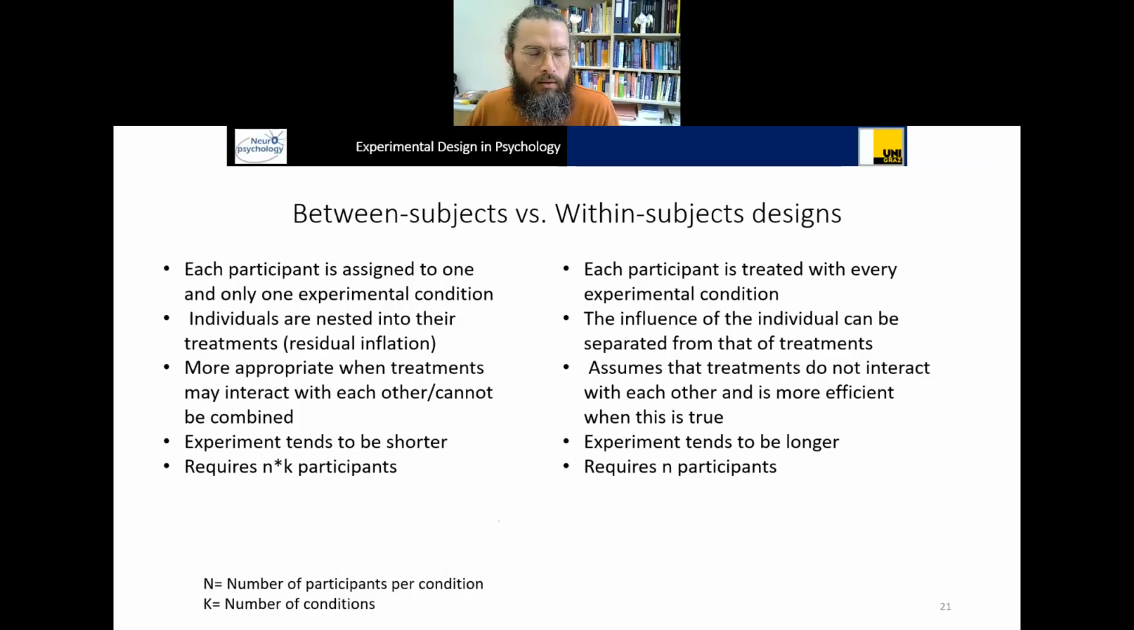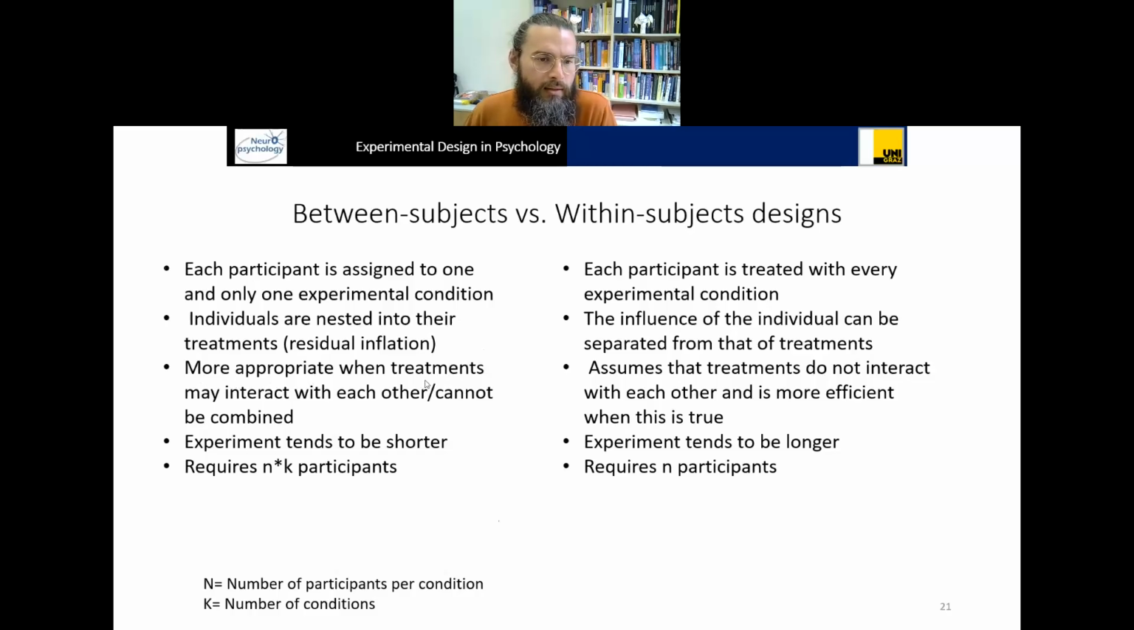So what does that mean? The variance between individuals cannot be accounted for in any systematic way, because you don't have any tool to disentangle between random variation and individual specific variation. You may count on specific residual inflation in comparison with within subjects designs, but in some cases it's just unavoidable. So when?